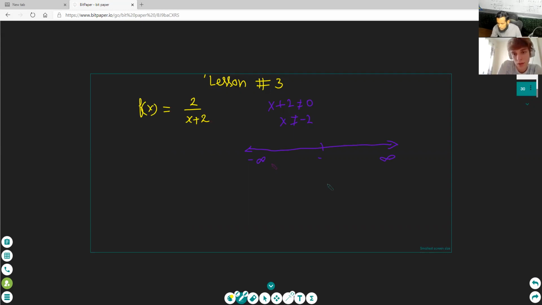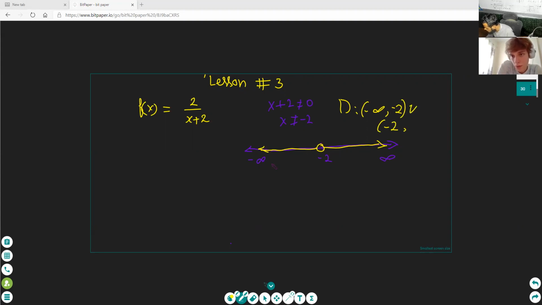If this is negative 2, choose another color. So it will be an open circle, and it will go to negative infinity and to positive infinity. So the domain will be from negative infinity to negative 2, not included, union negative 2, not included, to infinity.